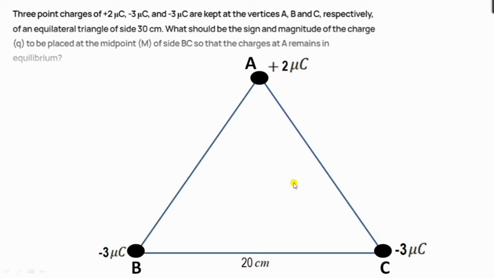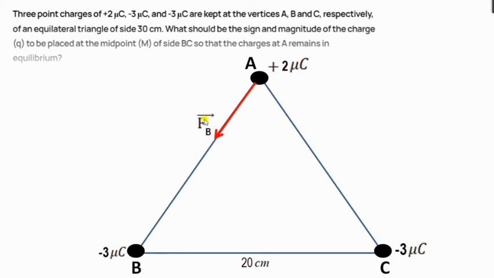So let's see. We have 3 point charges at the vertices of an equilateral triangle of side 20 cm, and we have to find what charge we should place here at the midpoint of BC so that this 2 microcoulomb remains in equilibrium without moving. Let's see the solution. Now this minus 3 microcoulomb will try to pull this towards it, so the force will be in downward direction.